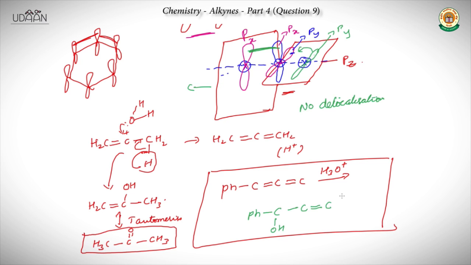Gopi, can you also give a hint? Yeah, I will. Think of resonance possibility with the Ph ring. Just check if there can be resonance with the Ph ring or not. There will obviously be resonance, and try to figure out the mechanism for it. Okay, that's the end of our question. Let's move on to the next question.